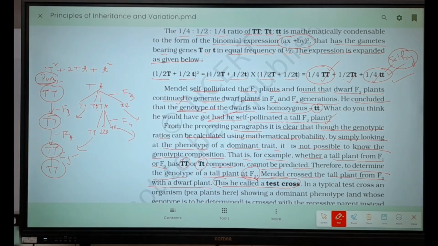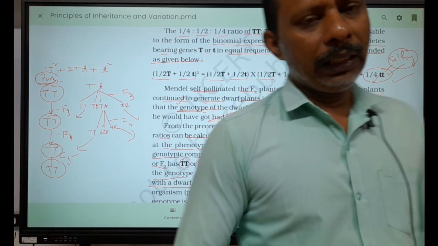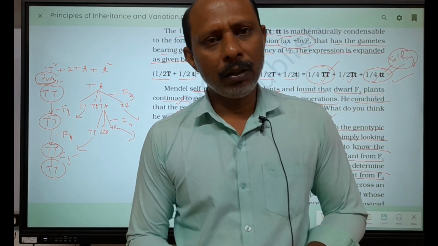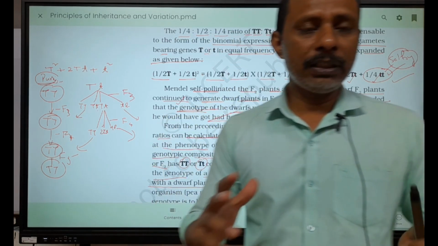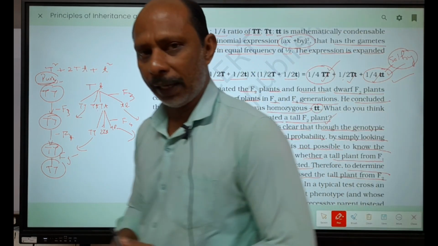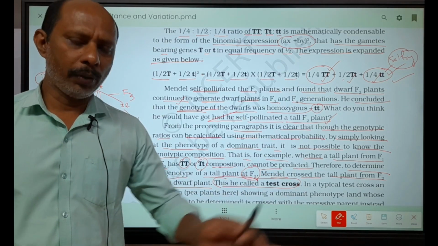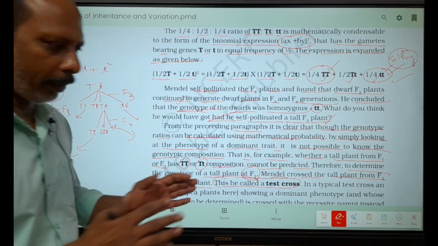Right? So test cross means what? Test cross means the offspring is crossed with one recessive parent. This one is important, right? Recessive parent. Back cross means what? Okay, test cross is a type of back cross. Why is it called back cross?